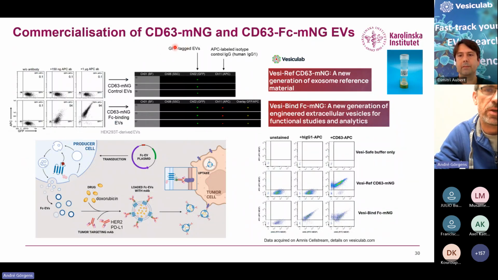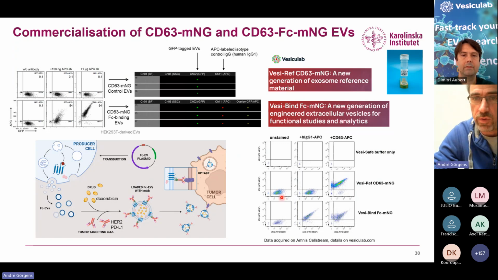Mentioning CD63 mNeonGreen and CD63 Fc mNeonGreen EVs as reference material, it's of course important that those are available to the community and not only produced in our lab without the knowledge and the material shared. So I'm also happy that Dimitri was interested in commercializing those. They are available now as Vesi-Ref CD63-mNG and Vesi-Ref Vesi-Bind Fc-mNG. It's the same control and Fc-binding EVs we used throughout the study that Oscar showed.